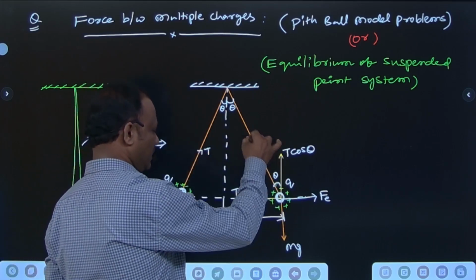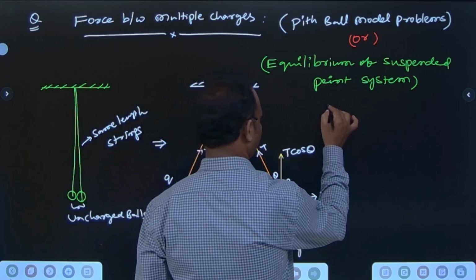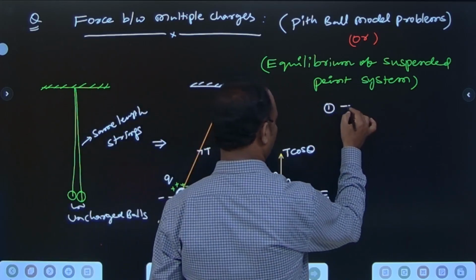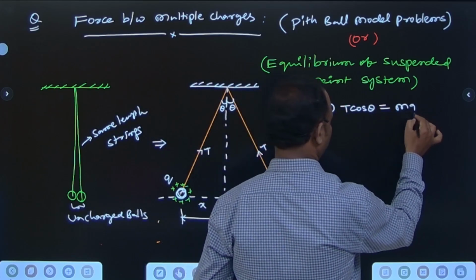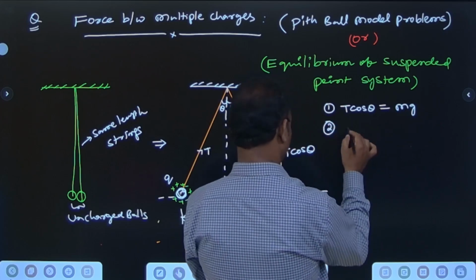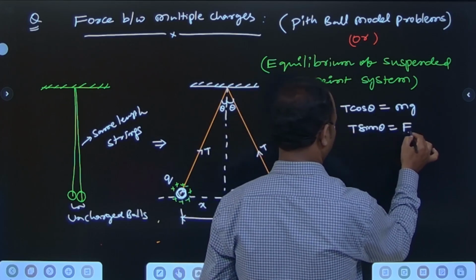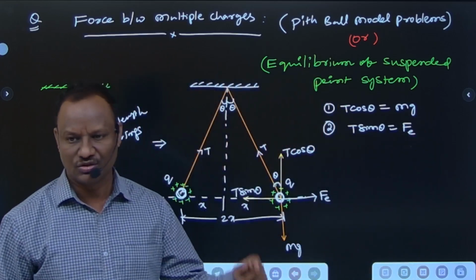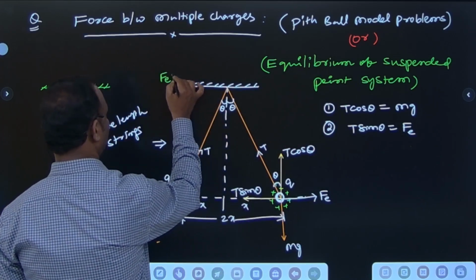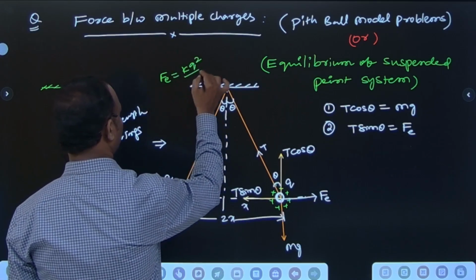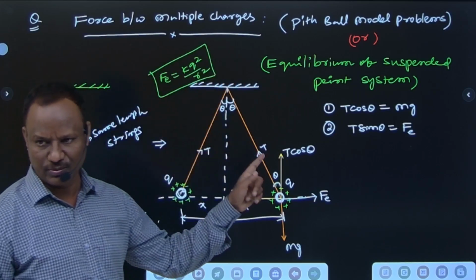Tension is T. For the first condition, T cos theta is balanced by mg. And the second one, T sin theta is balanced by Fe, the electrostatic force. What is the electrostatic force? Fe is equal to K q square by r square, so Fe is equal to K q1 q2 by r square.